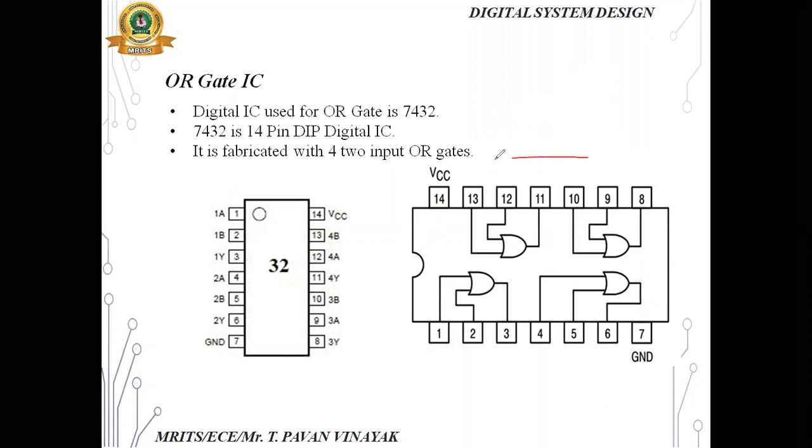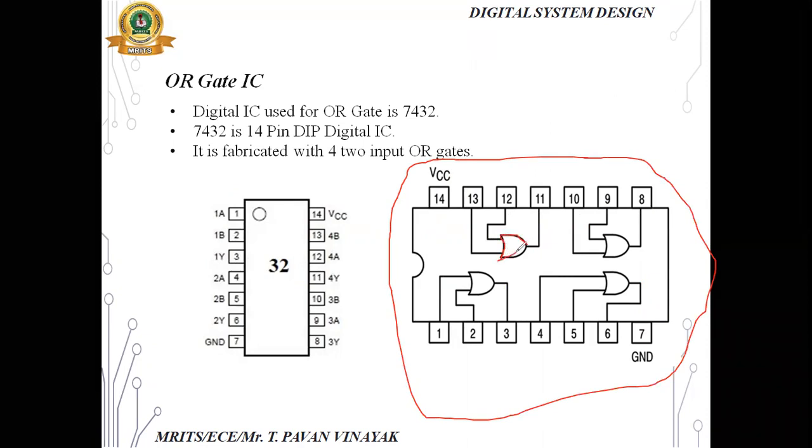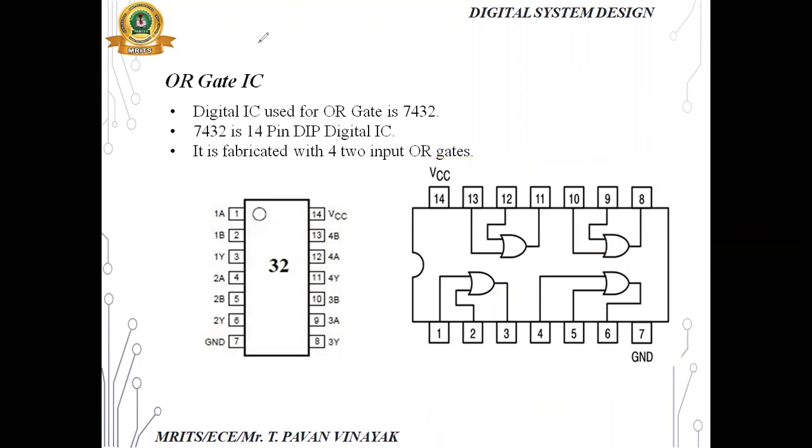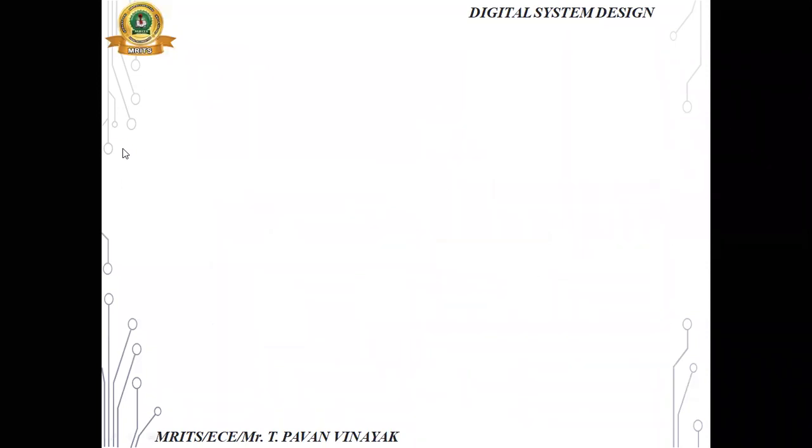So the OR gate IC is similar, but the symbol is this one. Remember the symbol difference between AND and OR. Here the bend, like a curve, is available, but for the AND gate it is a straight line. For the OR gate there is a bend, remember. Next, NOT gate.